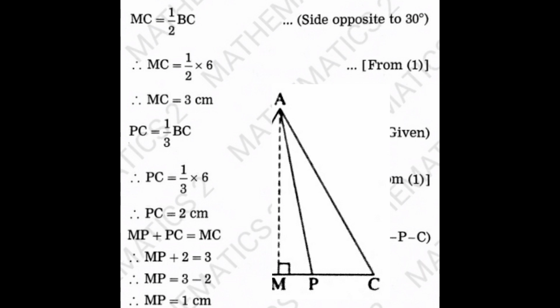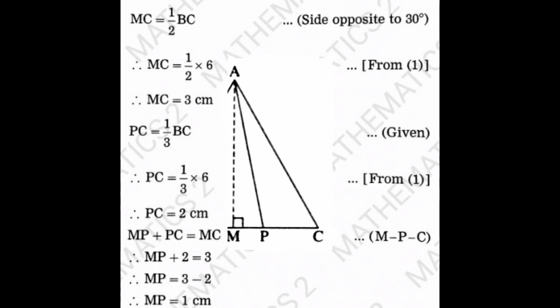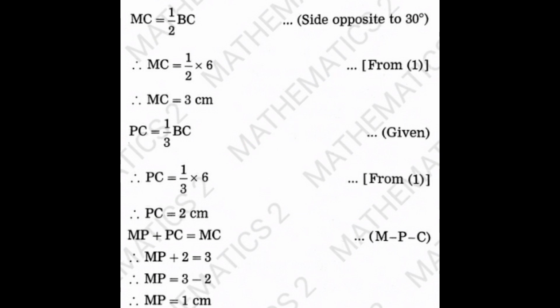Now we have PC. PC is equal to 1/3 of BC. This is given. Therefore PC is equal to 1/3 of 6. Therefore PC is equal to 2 centimeter. CM, that is 3 centimeter, and PC is 2 centimeter. So I will get MP as CM minus PC, that is 3 minus 2, and therefore MP is equal to 1 centimeter. Here we are using segment addition property.